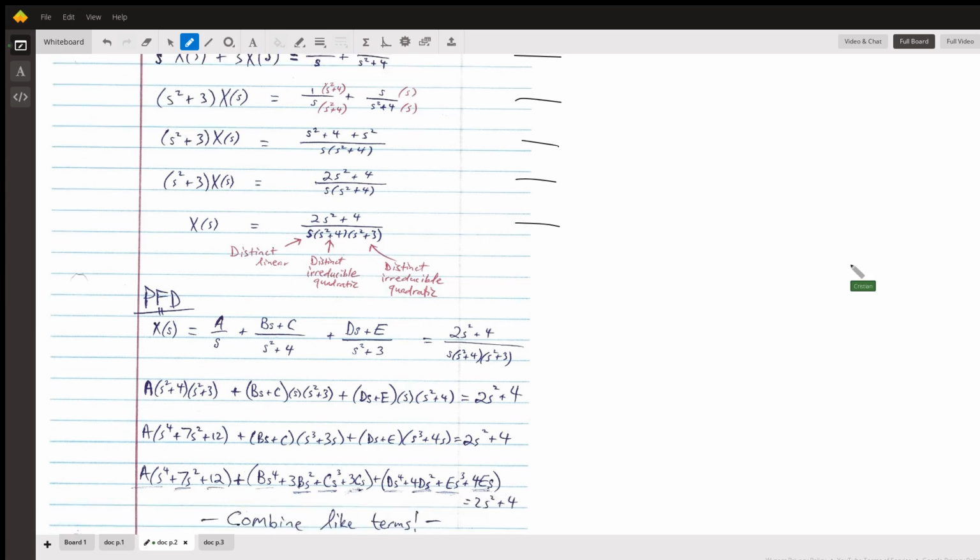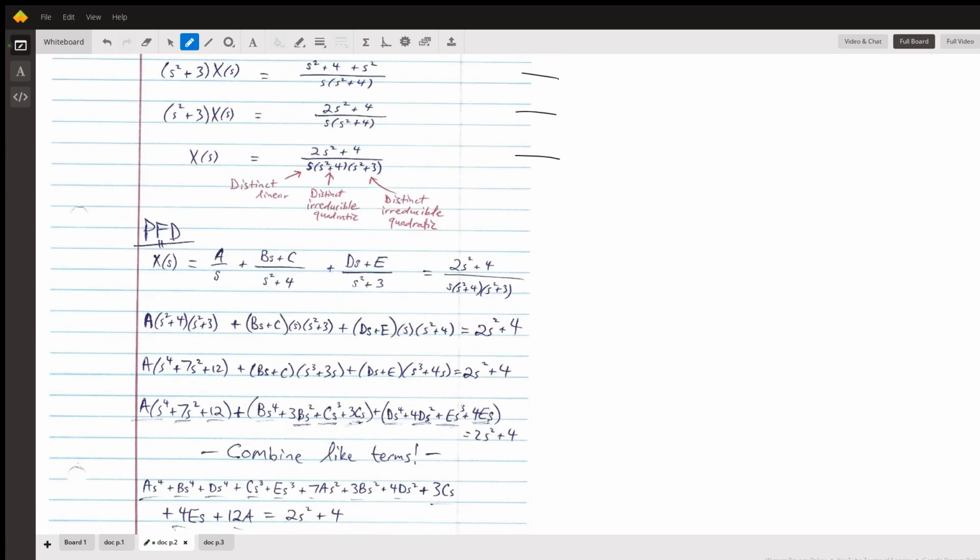Now, this is where you have to break this apart using a partial fraction decomposition. Your denominator has the terms s, s squared plus 4, and s squared plus 3. S is a distinct linear term. S squared plus 4 is a distinct irreducible quadratic. And s squared plus 3 is another distinct irreducible quadratic. So there are 3 kinds of things going on here, and this is how you're going to do the partial fraction decomposition.